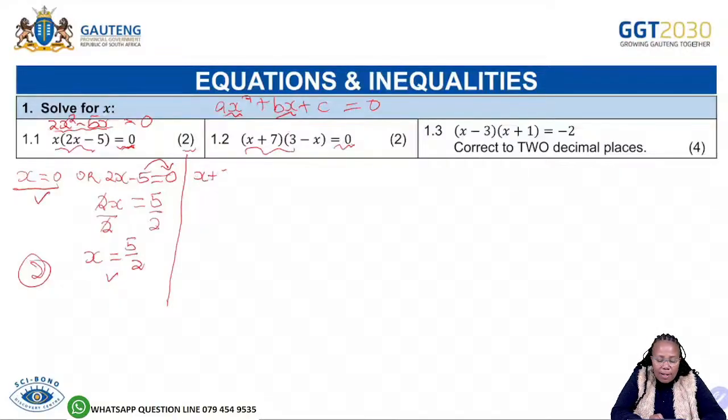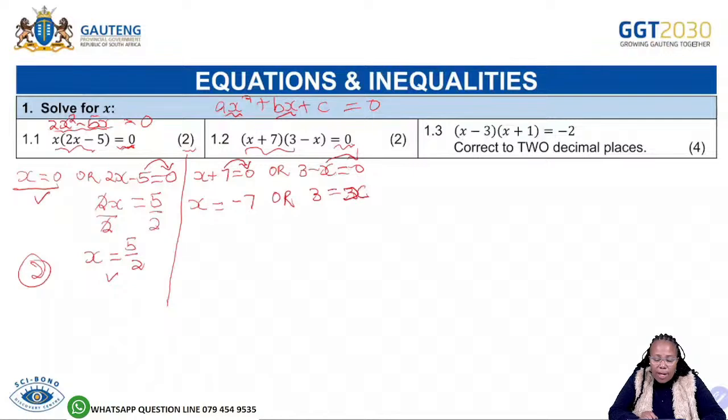x plus 7 equals 0, or 3 minus x equals 0. Straight to the solution. Now x is equal to, transpose 7 to this side, it is minus 7. And transpose x to this side so that it can be positive. Now it will be 3 equals x. Then your answer is x equals 3 and x equals minus 7. 2 marks for each. That is why this is worth 2 marks.